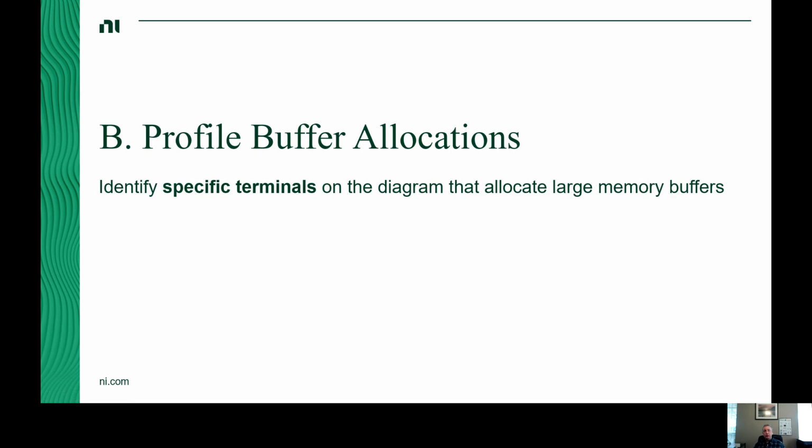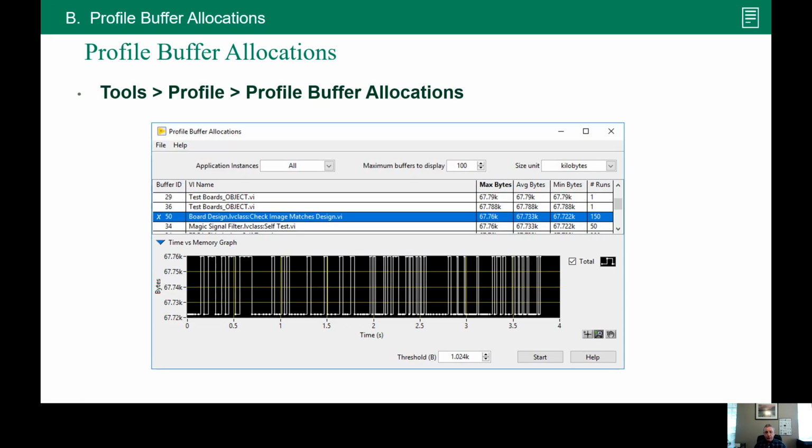And I'm going to talk about the next tool, which is profile buffer allocations. Now, you may have heard of a tool called show buffer allocations, and I'm going to refer to that later in the presentation, but that's not what I'm talking about right now. I am talking about the profile buffer allocations tool that allows you to identify specific terminals on the block diagram that are allocating large memory buffers. This is what the profile buffer allocations tool looks like. So one of the things that we have to troubleshoot sometimes when working on LabVIEW applications is memory usage.